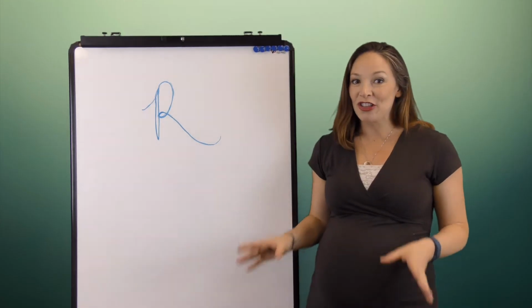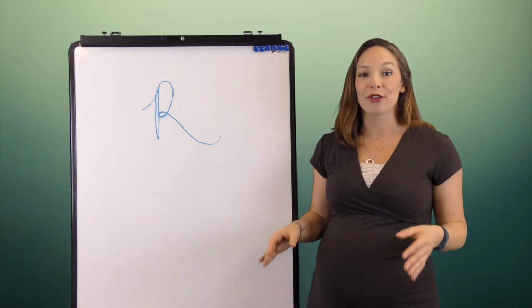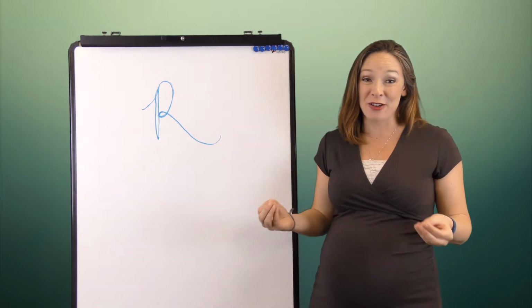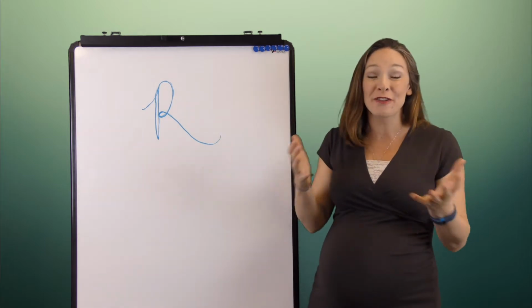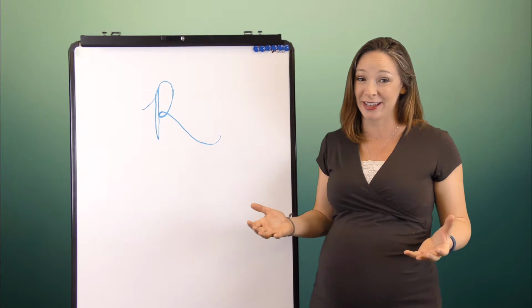Now we're going to be moving on to the R sound. The R sound is actually one of the most difficult sounds for non-native speakers of English. And I think the reason why is because the position of the tongue is really, really important for producing the R sound correctly.